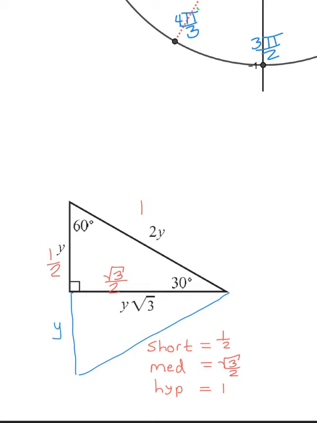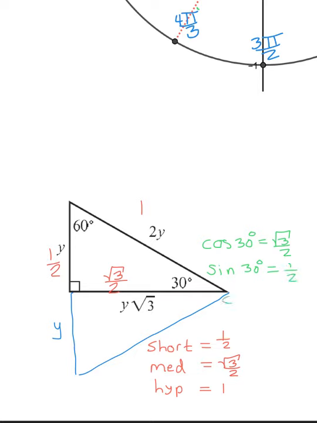Okay, so remember that the x-coordinate is the cosine of the angle, and the y-coordinate is the sine of the angle. So if we just summarize here, we could say the cosine of 30 degrees is going to be that adjacent side. So that's square root of 3 over 2. And this is exact rather than approximating. The sine of 30 degrees, that's going to be the opposite. So that's going to be 1/2.